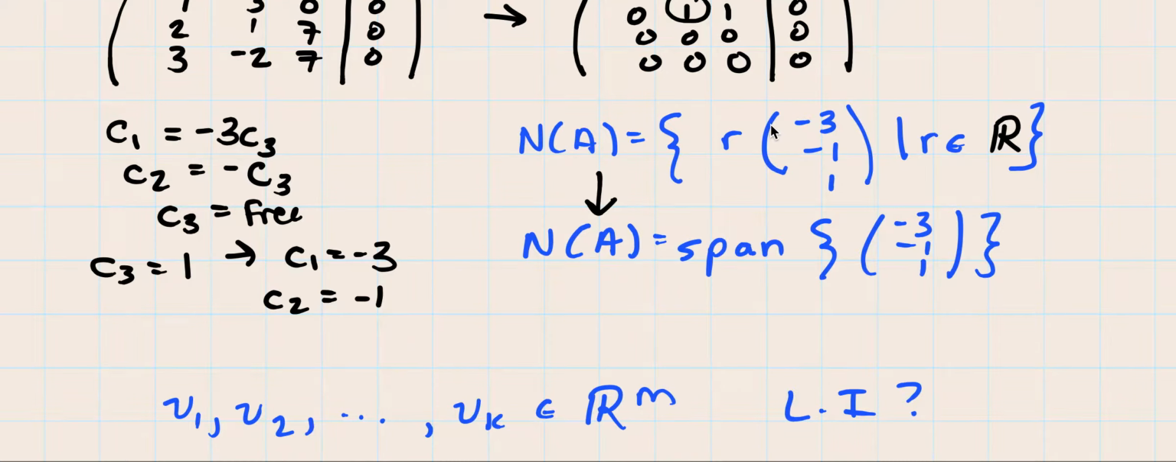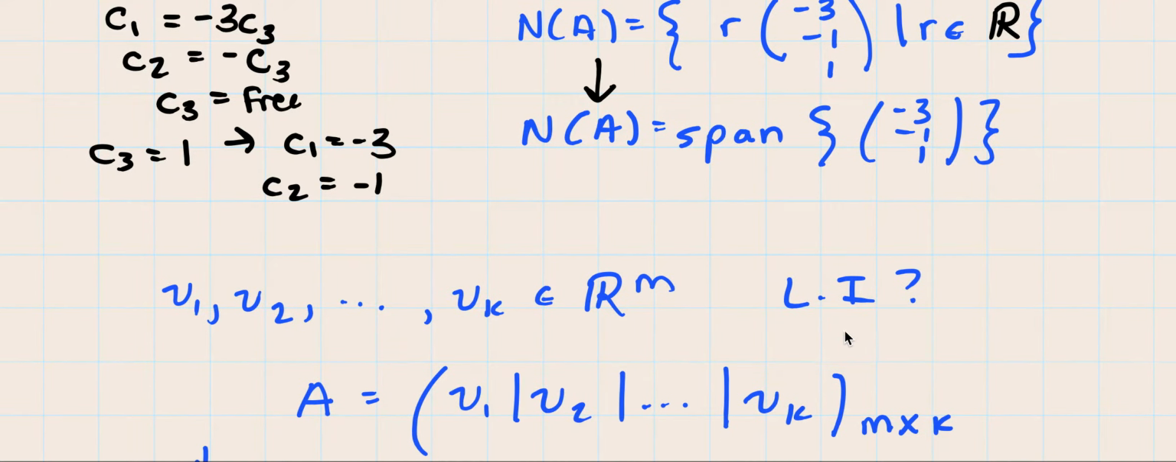Now, what if I have k vectors in our vector space Rm? How can I tell if they're linearly independent? Well, we're going to build on what we just did. I'm going to make a matrix A, which consists of these column vectors. And this matrix is m by k. Why is it m by k? Well, if I put V1 here, it's going to have m entries because it's in Rm. So each one of these is going to have m entries, so I would have m rows. And because I have k vectors, each one of these is a column, so I have k columns.